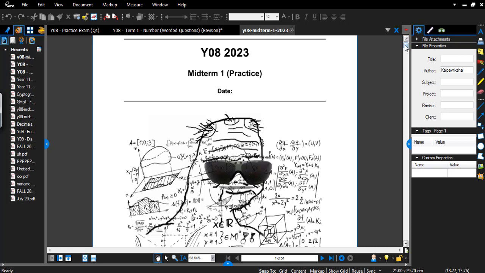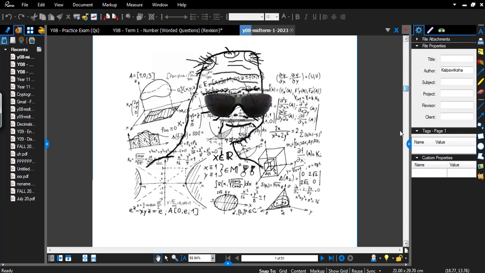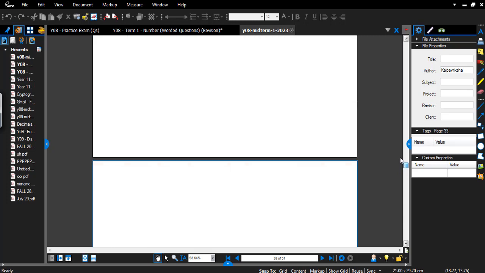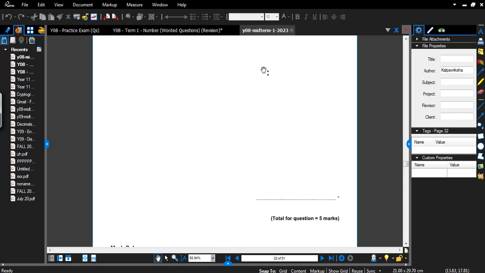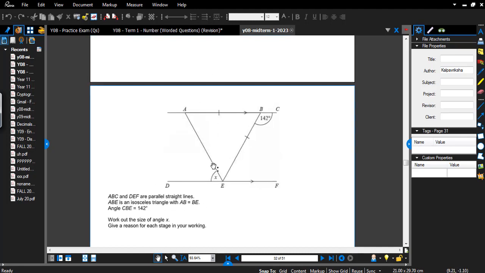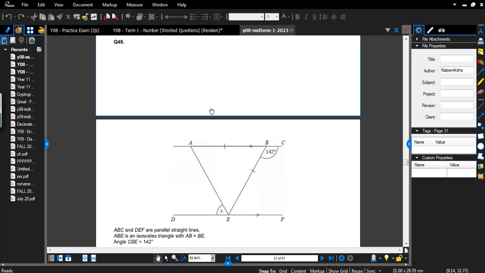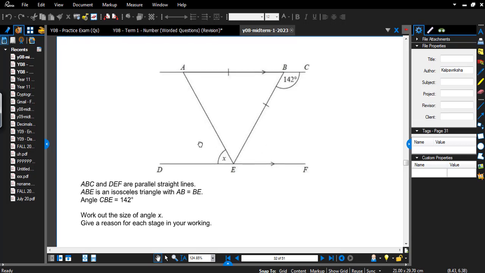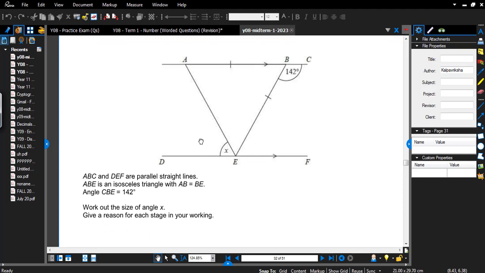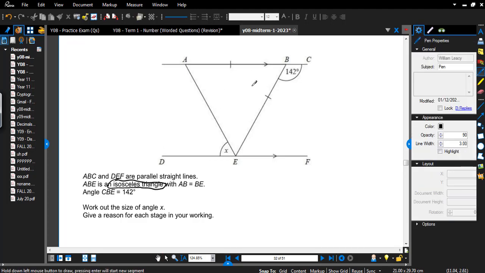Year 8, we're going to do midterm 1, practice booklet 1, question 49. It's at the end, in fact. Last question. A, B, C, and D, E, F are parallel straight lines. ABE is isosceles, so that's important straight away. Isosceles triangle means we can get some information easily. You see the 2 marks there and there. Work out the size of angle X, which is here.